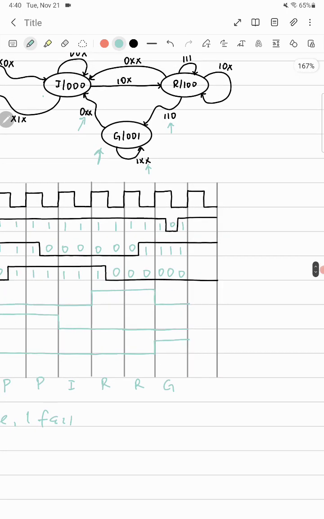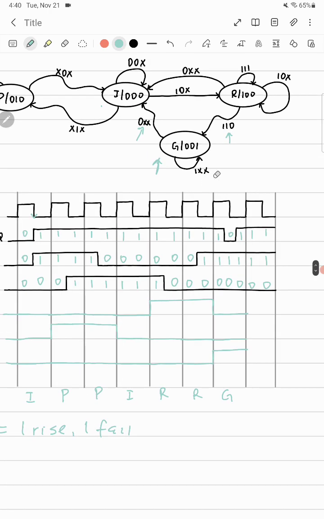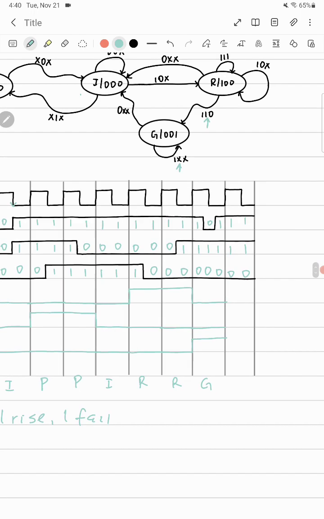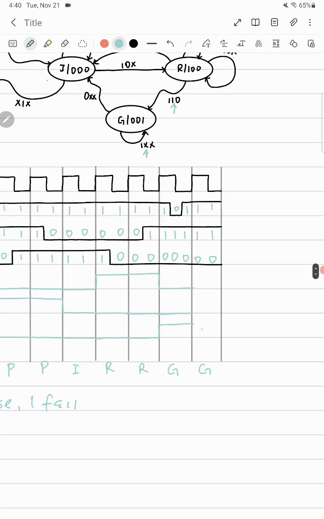Okay, then the last clock cycle, you have 1, 1, 0, you have 1, 1, 0. Remember, we are still in grant. What are we doing? This is 1, 1, 0, and this is 1, 1, 0. So we are still in grant. And then this just continues till the end of the clock cycle.